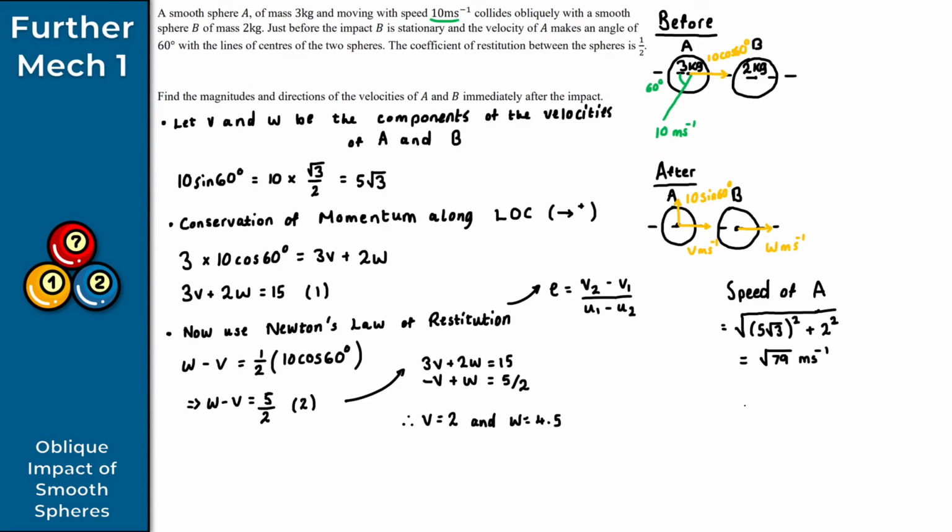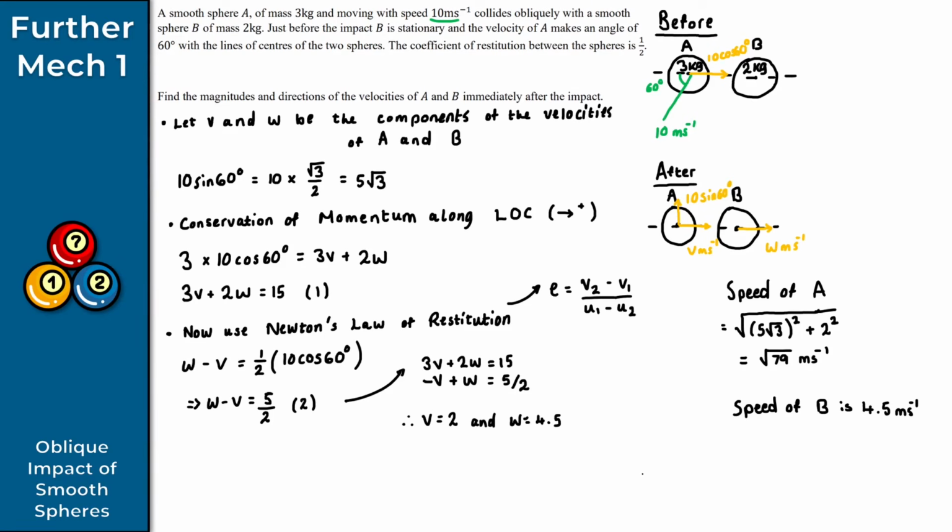For the speed of B then, well, this should hopefully be nice and straightforward, right? The speed of B here will just simply be the magnitude of whatever W is, and W here is 4.5. So clearly 4.5 squared, take the square root of that, you just get 4.5 anyway. So the speed of B here is 4.5 meters per second. Perfect.